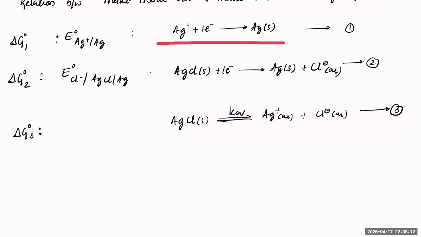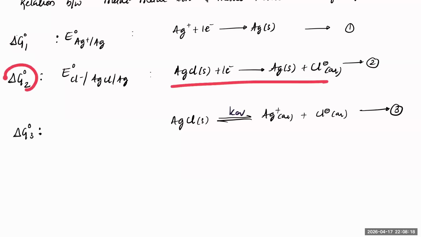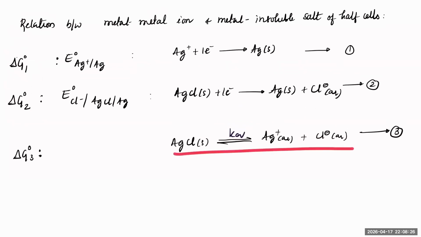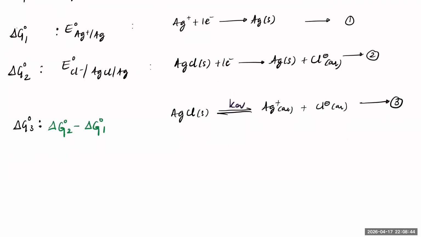If for this equation the Gibbs free energy change is delta G naught 1, for this equation delta G naught 2, and for this equation delta G naught 3, then how do we relate these three? You can see the third equation we can get by taking the second equation and subtracting the first equation. Which means delta G naught 3 will be equal to delta G naught 2 minus delta G naught 1. So let me write that down here. So delta G naught 2 can be written as delta G naught 1 plus delta G naught 3.